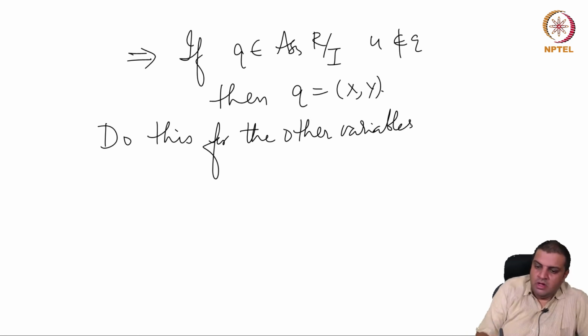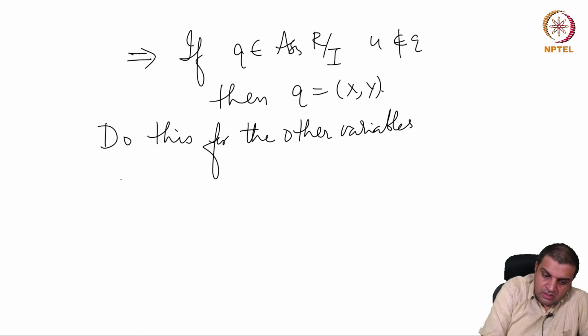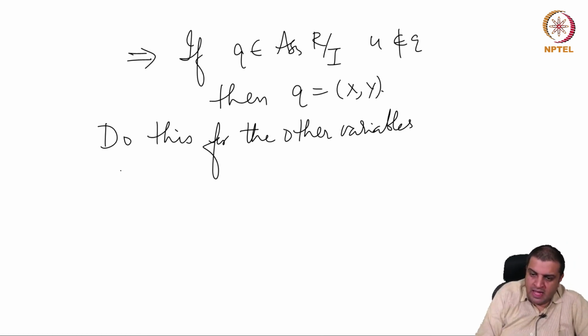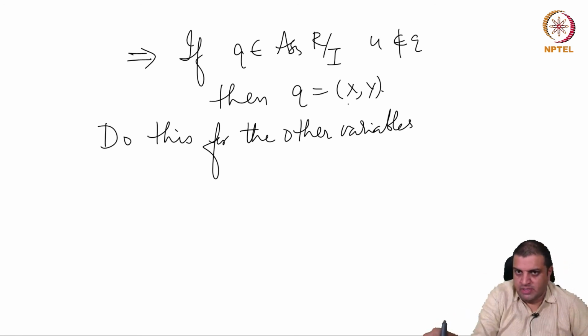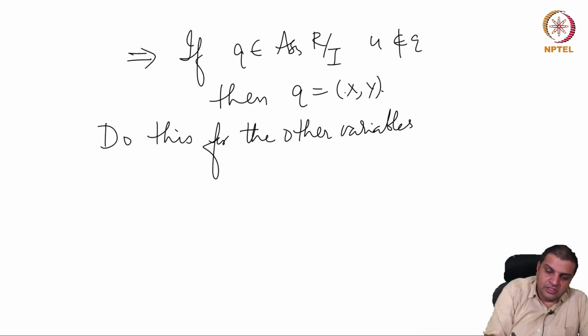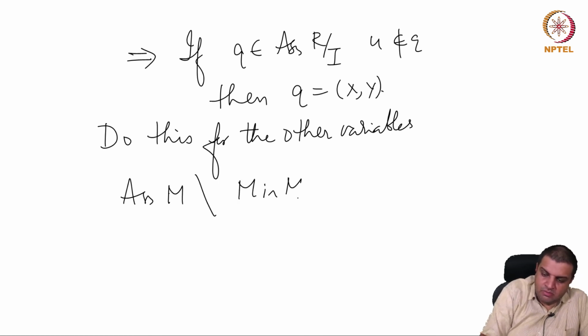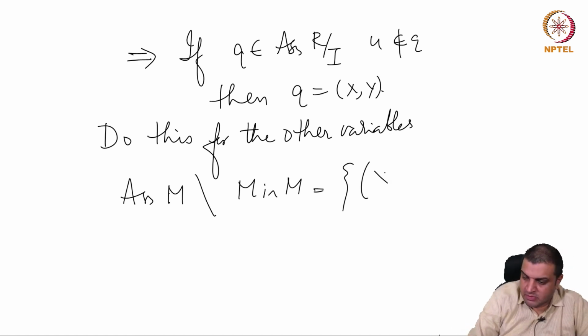Now what? The conclusion would be that first of all, there is an associated prime which is not minimal, and if it doesn't contain u, it's a minimal prime. Similarly for v and x and y. So the conclusion is that the associated primes of M minus the minimal primes of M is the singleton set which consists of all the variables.